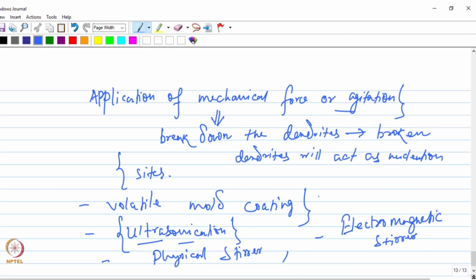And you can also do gas purging, that will again lead to creation of bubbles in the melt, and it will actually stir the liquid metal, and that can also create enough agitation in the melt to break down the dendrites for them to act as the nucleation sites. Okay, so this is another way of providing additional nucleation sites as the melt is cooled down during the solidification process. Okay.